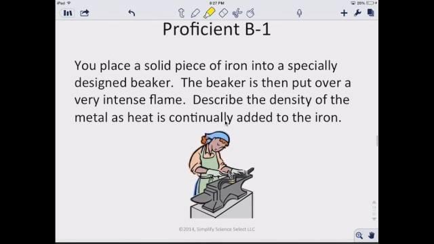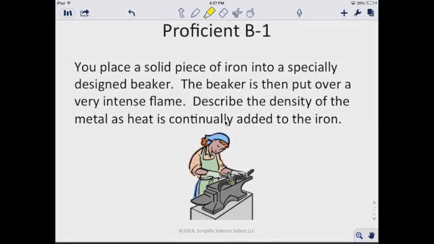Let's jump into a question. You place a solid piece of iron into a specially designed beaker. The beaker is then put over a very intense flame. Describe the density of the metal as heat is continually added to the iron.